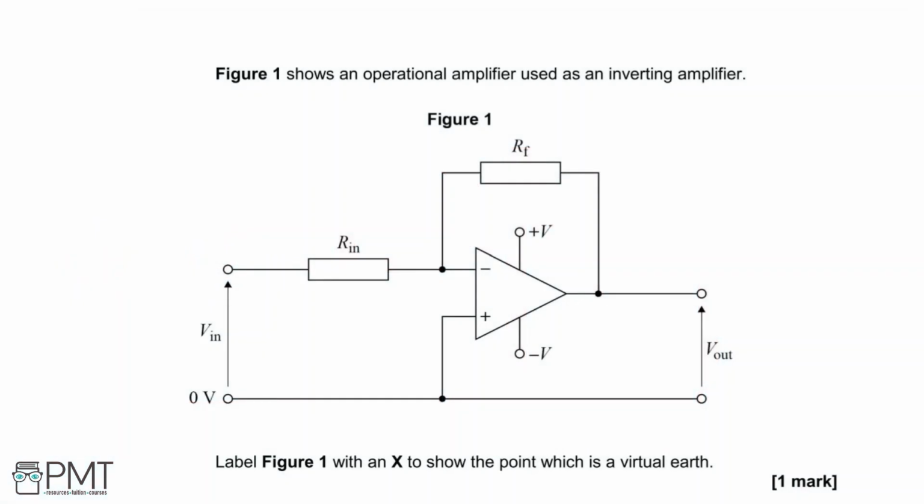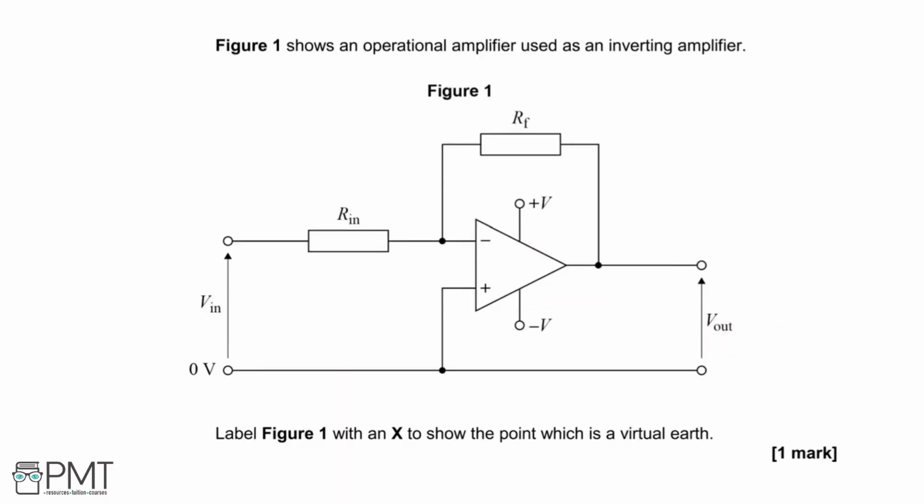Figure 1 shows an operational amplifier used as an inverting amplifier. So we've got a diagram there in Figure 1 which shows the circuitry for the amplifier. Label Figure 1 with an X to show the point, which is a virtual earth.